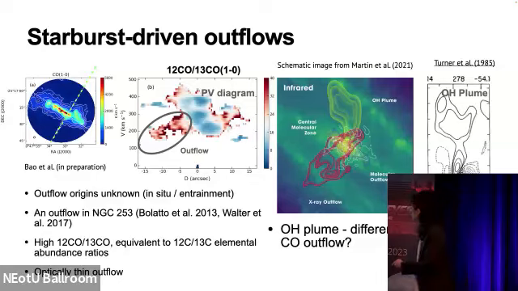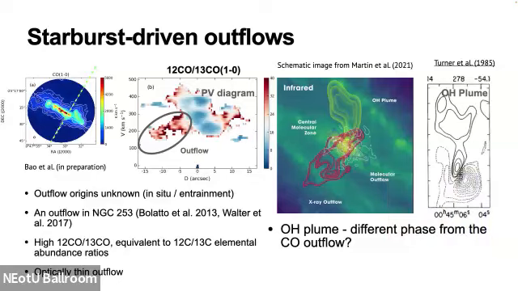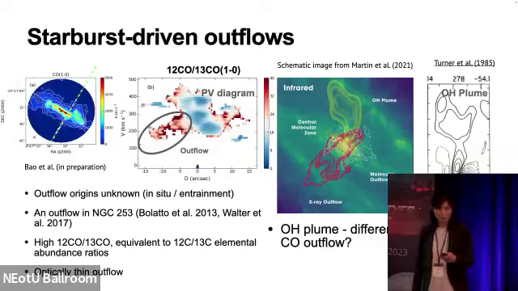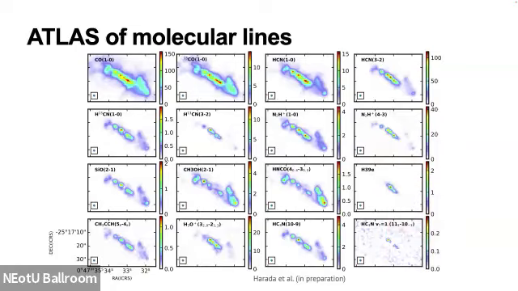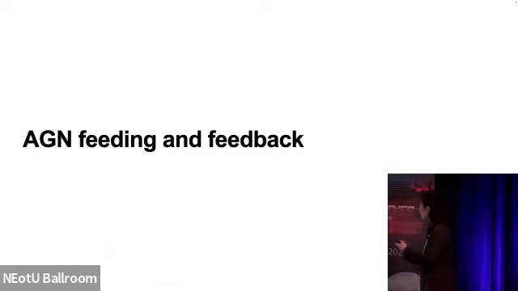Back in '85, there was this OH plume detected in the same galaxy, but the locations are different. So this OH plume may be tracing another phase of the outflow. Looking at it again with ngVLA must be very interesting, and also for other galaxies as well. And we are preparing these moment maps for release. And let's move on to AGNs.